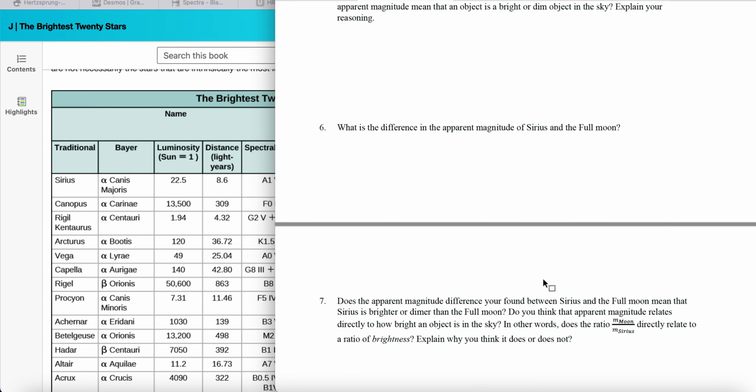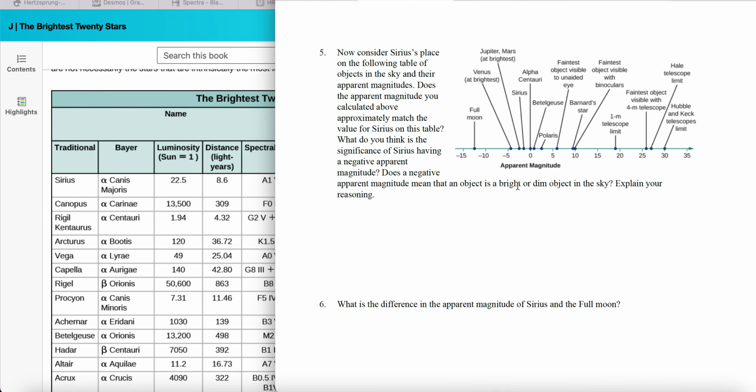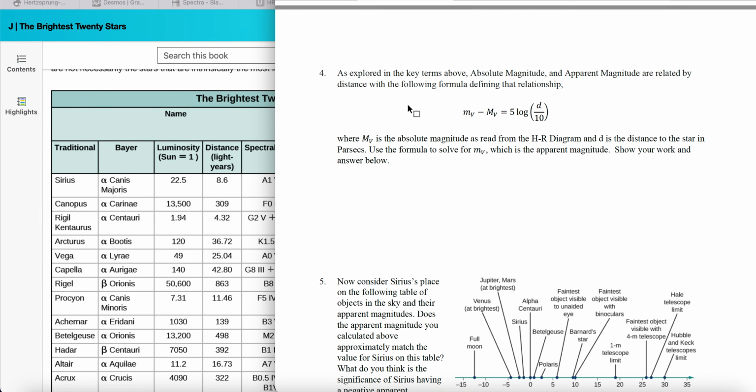Questions 4, 5, 6, 7, and 8 are all about that. And then question 9 brings it right back to the HR diagram. And then we're going to be done with some of these calculations. But let's take a look at what these calculations are all about. The first one here, I say, is as explored in the key terms, because you've seen this before, up in question 1: absolute magnitude and apparent magnitude are related by the distance with the following formula. The key concept that separates absolute magnitude from apparent magnitude is distance.